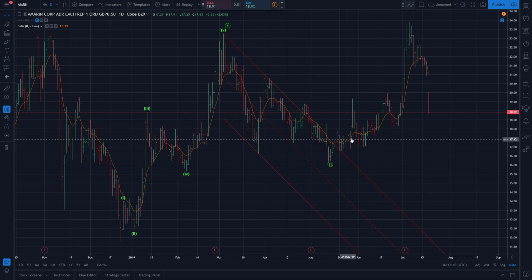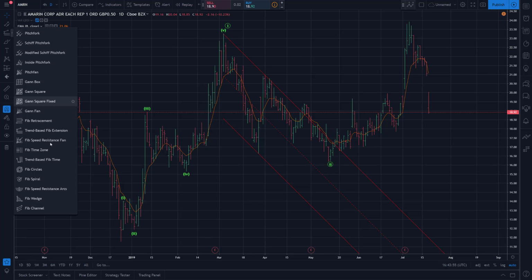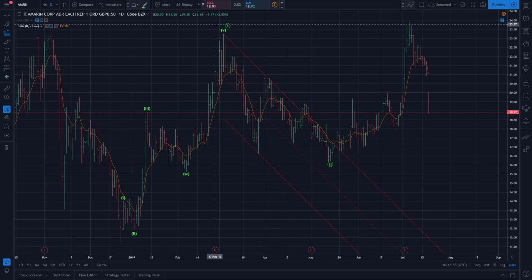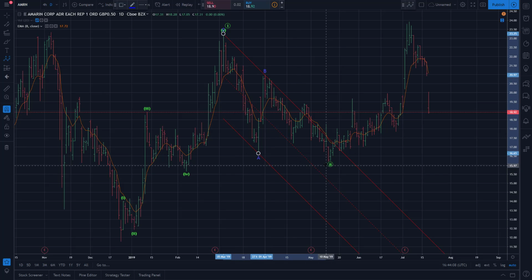Then once you get out of the price channel, you can basically go with the assumption that the correction is likely over. But back to the relationships, I'll just throw some labels on here to make it a little easier to discuss. So that's A down, that's B up, and that's C down, we'll call it, for possibly a larger wave 2.